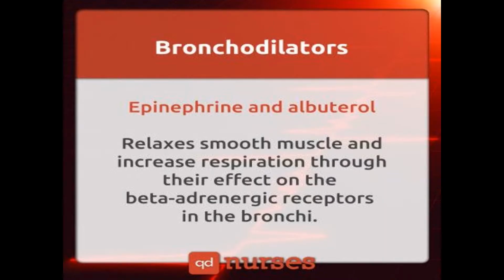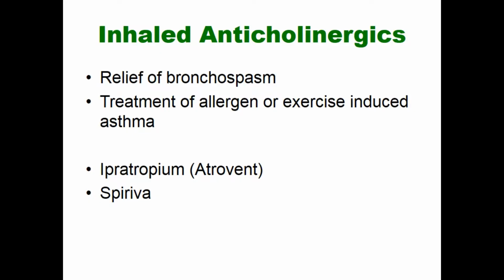Bronchodilators include epinephrine and albuterol. They both relax smooth muscle and increase respiration through their effects on the beta adrenergic receptors in the bronchi. So they work directly in the bronchi. Inhaled anticholinergics relieve bronchospasms, and are treatments of allergen or exercise-induced asthma. These include Atrovent and Spiriva.